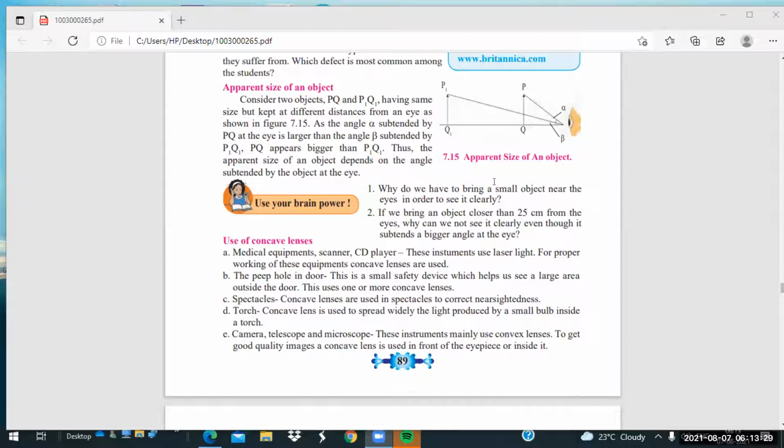When very small objects are there, it's not possible for our eye lens to receive the light rays reflecting from that object. They are not reaching the eye, and at times it's impossible for us to identify which object is there. So for that reason, we have to take it closer to our eye, and then we can see it clearly. Okay, now the use of concave lenses.